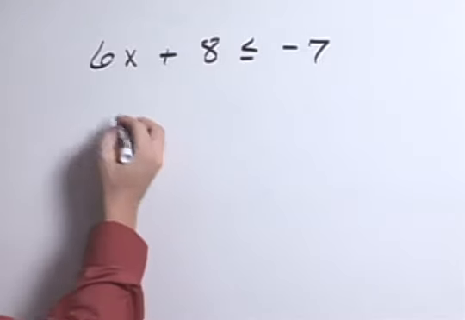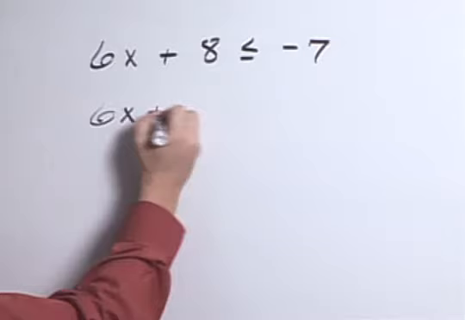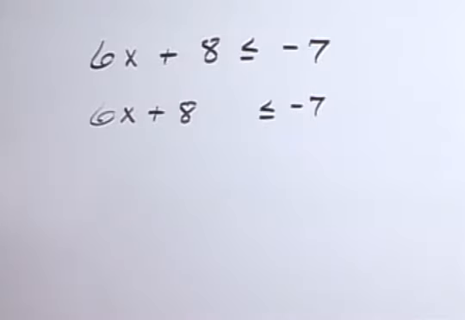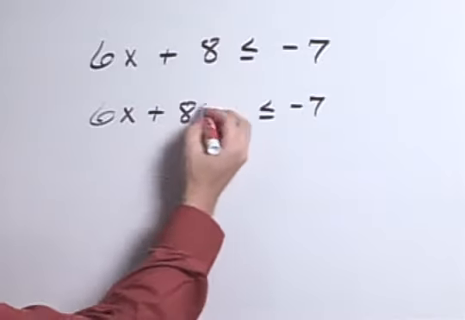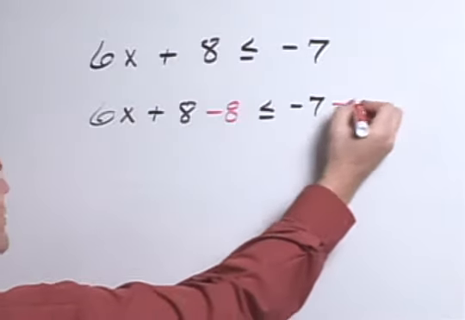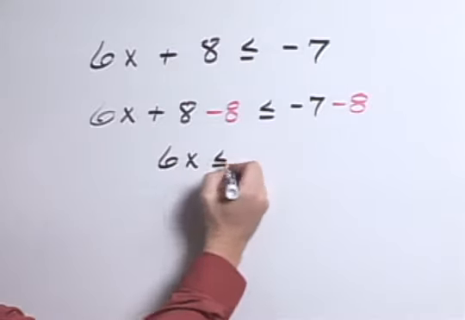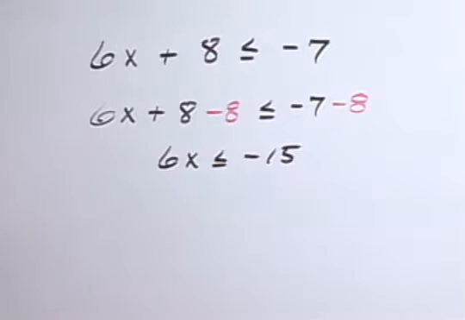First thing I want to do is to get rid of that 8. So if I have 6x plus 8 is less than or equal to negative 7, the opposite of adding 8 to both sides would be to subtract 8 from both sides. So we're left with 6x is less than or equal to negative 15.